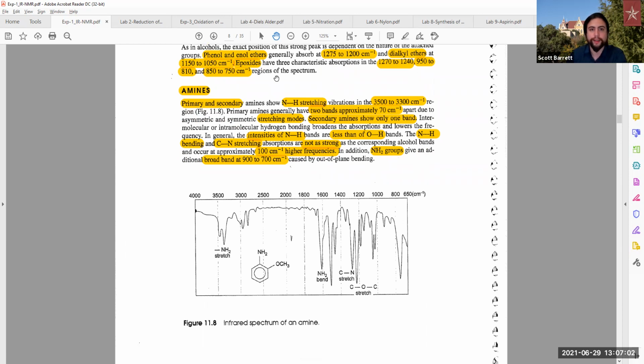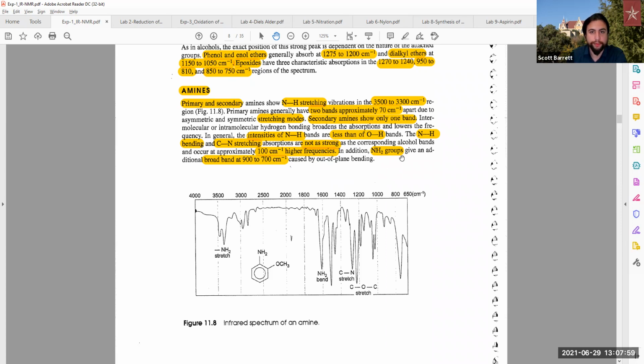And so going into amines, primary and secondary show the N-H stretching like we discussed in 3500 to 3300. However, primary amines generally have 2 bands that are approximately 70 inverse centimeters, so almost 100 inverse centimeters, apart because of their asymmetric and symmetric stretching. So you can see here, there's actually 2 peaks that go down, and that would be the asymmetric and symmetric stretching. And the intensities are less because nitrogen is less electronegative relative to the hydroxyl group, because oxygen is more electronegative than nitrogen. So that's the reason you wouldn't see as broad of a peak or as deep. So you would notice these little dimples in a sense in the 3300 to 3500 region with 2 peaks for a primary amine because of the asymmetric and symmetric modes of stretching.